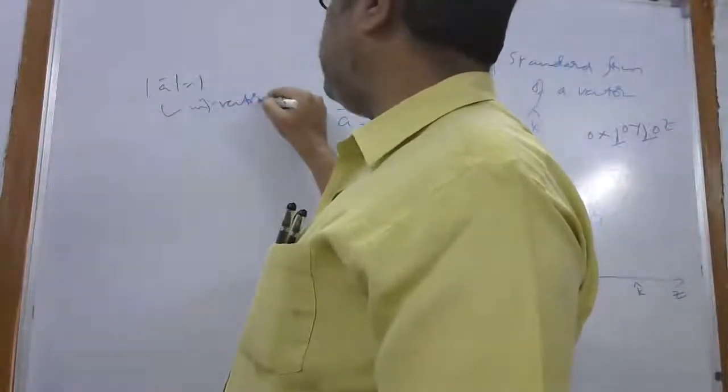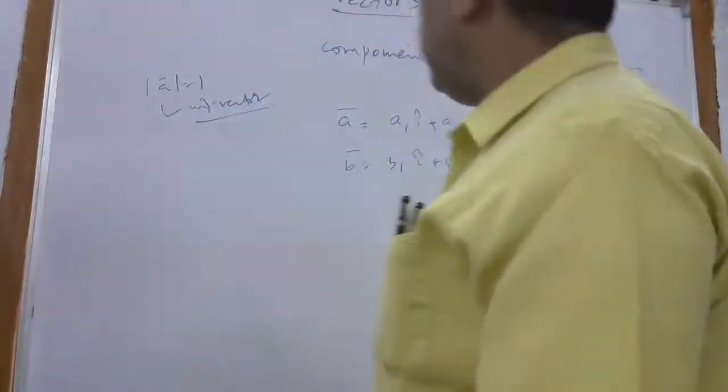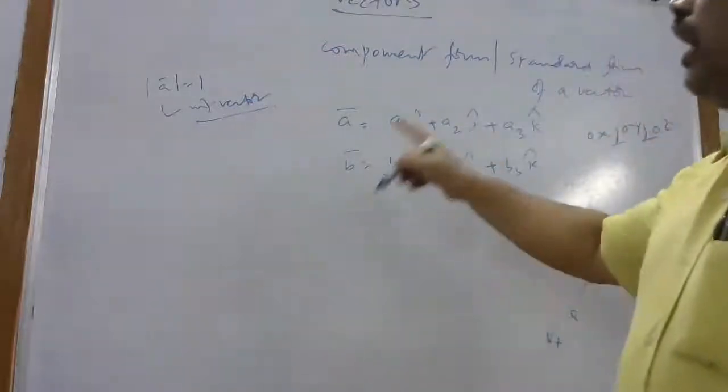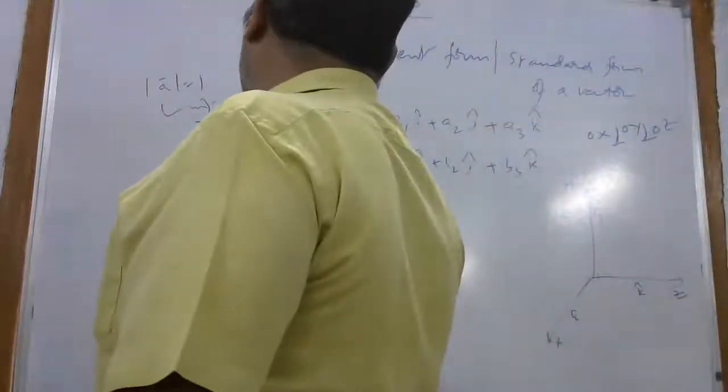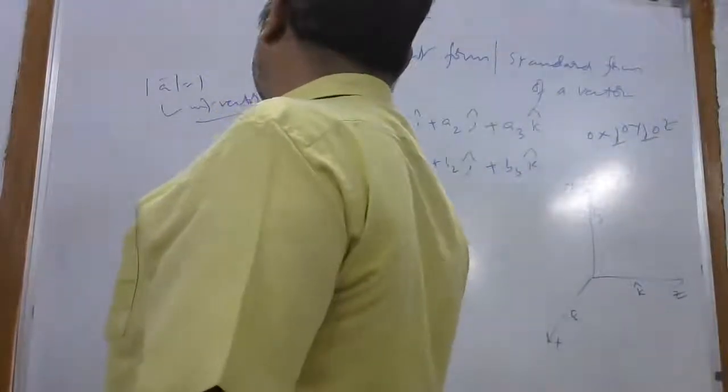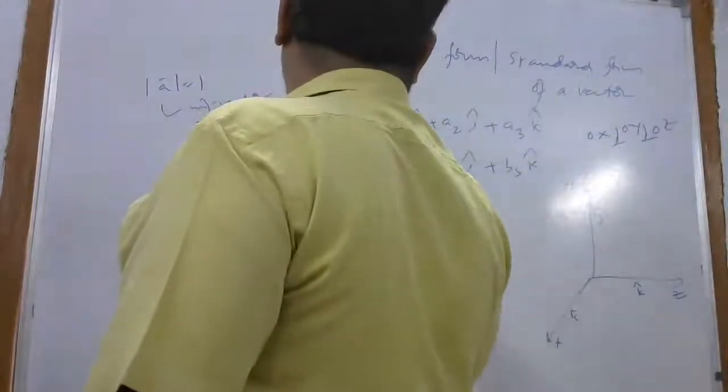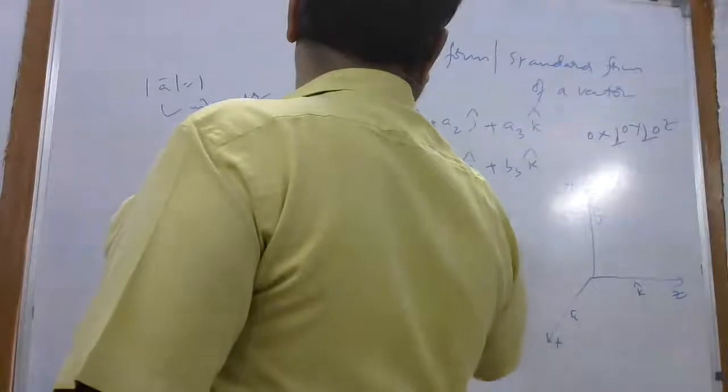Yes, but it is very important, right? Now yesterday we have seen component form i bar. Now we'll go for i cap into i cap dot product is equal to 1. This is called dot product. I'll tell you what this dot product is.